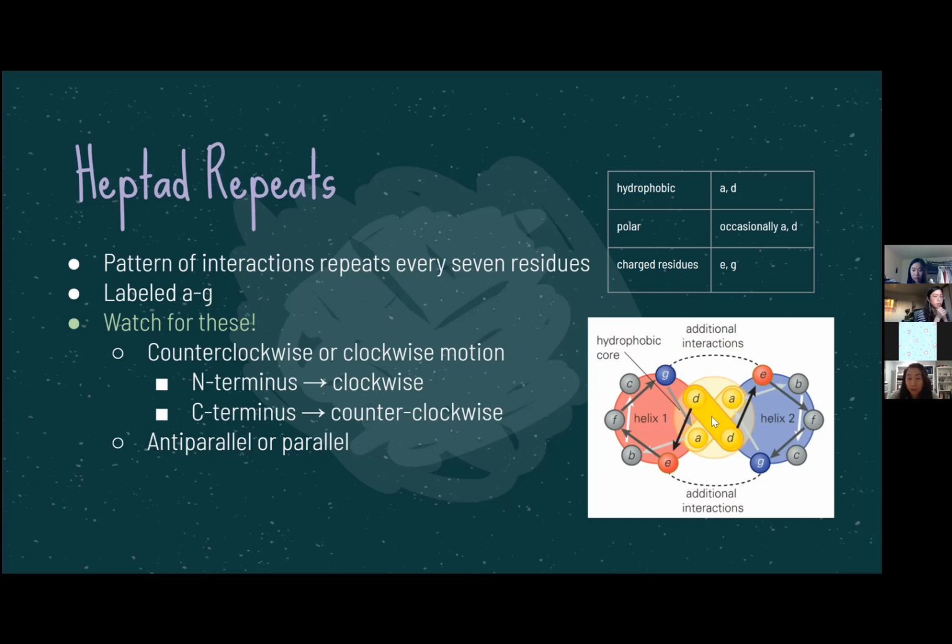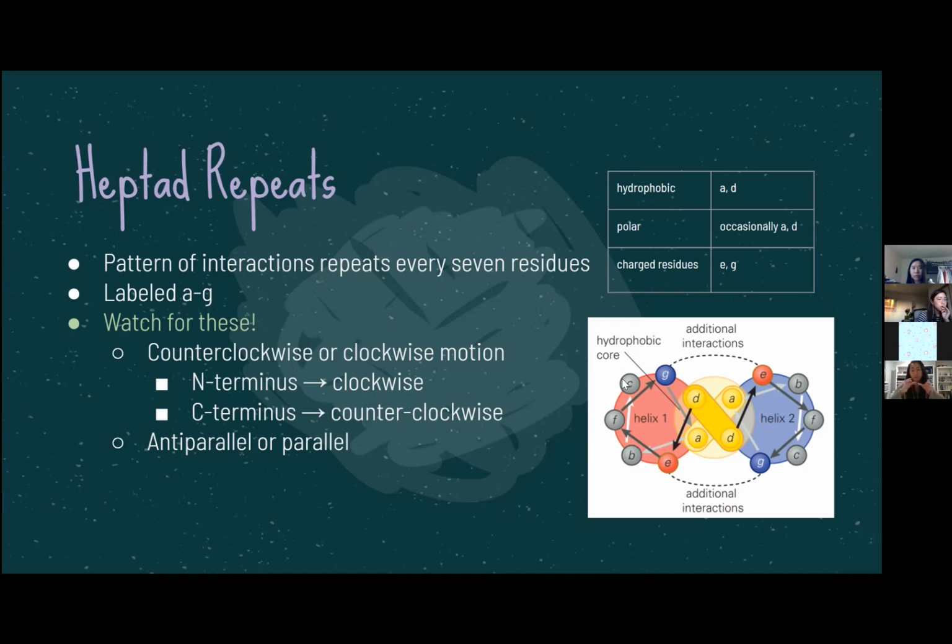Keep in mind that the A and the D levels are not at the same level. They are stacked one on top of the other. So the A's will be interacting with the A's, not the A's with the D's in this scenario. The A's and D's will normally be hydrophobic to create this extra affinity for one another. There will be charged residues on the sides, normally E and G, and those will normally be charged to set the register of how these two will interact.